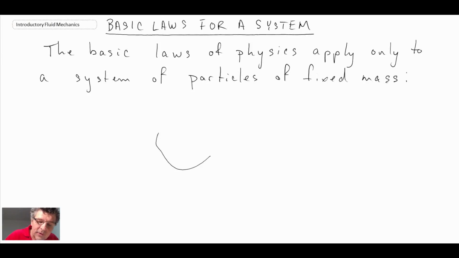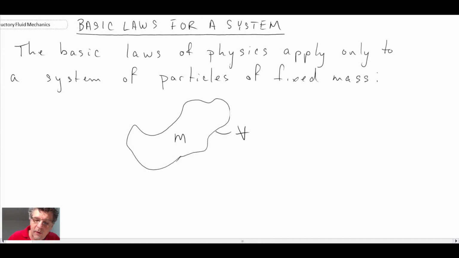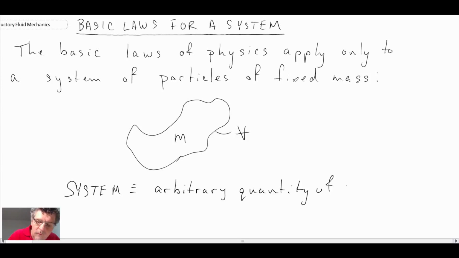So let's say we got some chunk here, and let's say that is mass M, and it also occupies some volume V. So typically when we're dealing with the laws of physics, we refer to this as being our system. So that is an arbitrary quantity of mass, and then conservation of mass would apply to that, momentum, both linear and angular, as well as energy. So let's take a look at those four equations, and we'll express them in terms of this system that we're looking at.